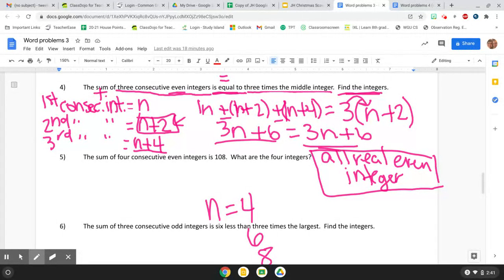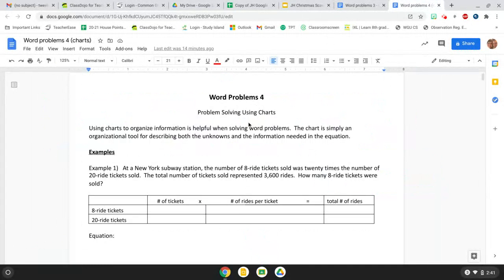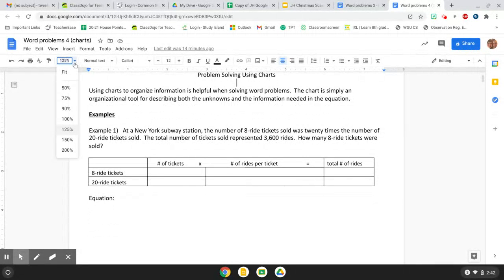All right, let's switch over to the next problems that you have. With these problems, you're going to be using charts, and this is just a different strategy. If you look at the top, the charts are just meant to be a graphic organizer, just to organize your thoughts. A lot of these are just systems of equations. With that in mind, we're going to do a couple examples.